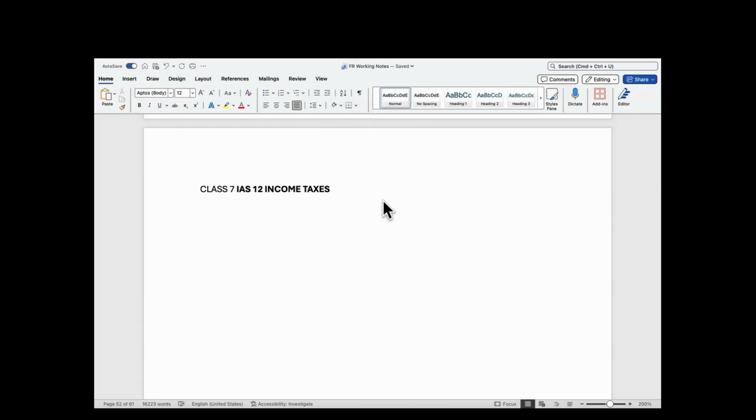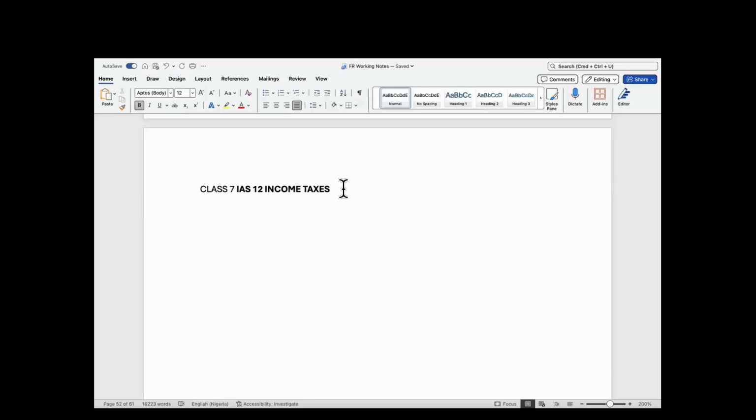Just to mention, this is a combined class for FR and SBR. So our SBR students are joining this class because it's also a requirement for them to know as well. Even though we are still going to solve more advanced questions for their level, the core principles remain the same.